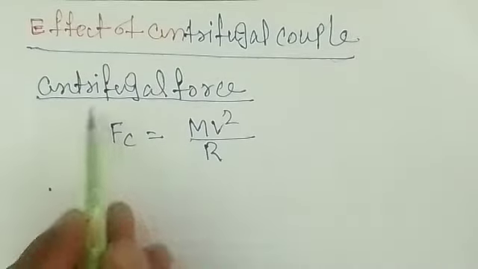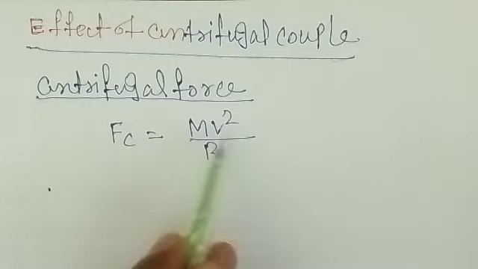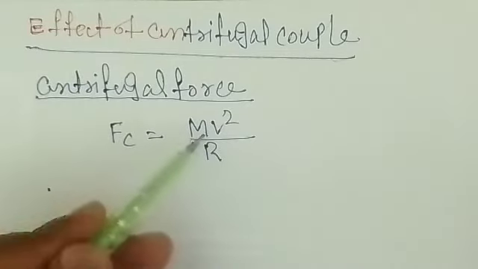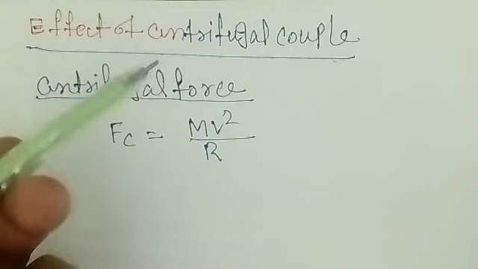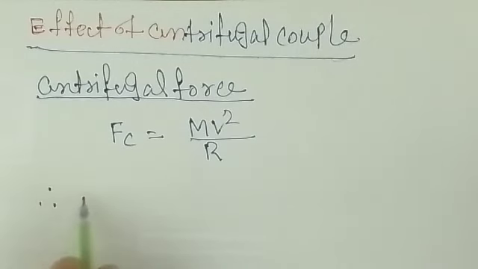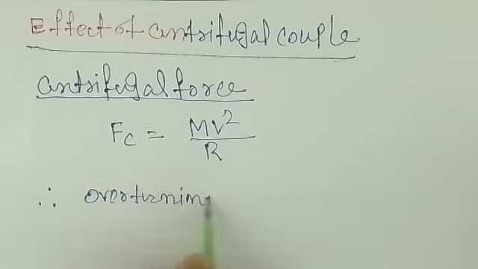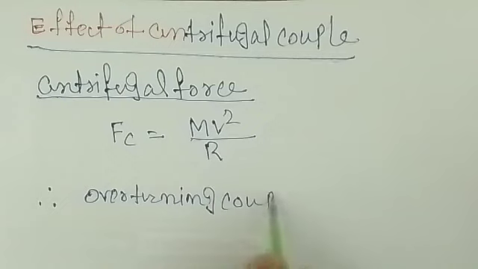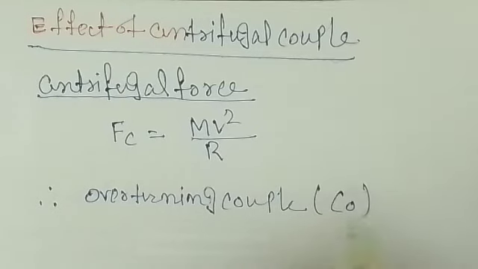So you know the centrifugal force is nothing but Fc is equal to mv square by r, where m is the mass of the vehicle, v is the velocity and r is the radius of curvature. Therefore, the centrifugal couple, or you can call it an overturning couple due to the centrifugal force, we will denote it by C naught, right?